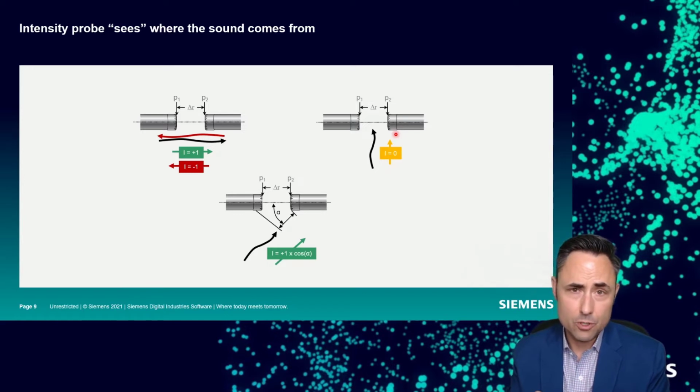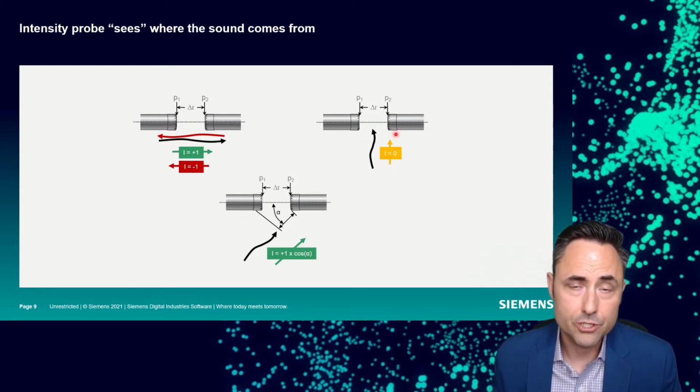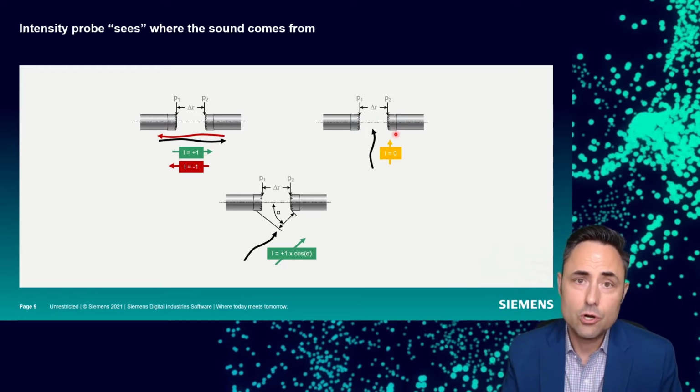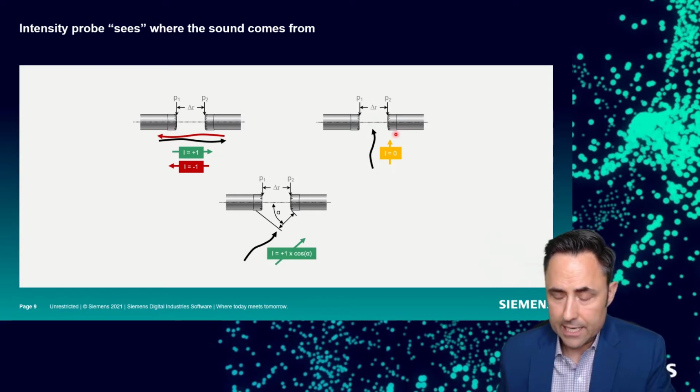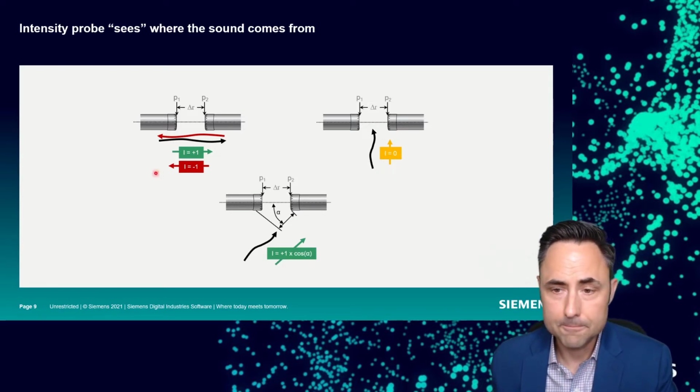An intensity probe really only measures in one axis, and that's right along the axial direction of our two microphones for a face-to-face pressure probe. So it's really important to be very careful how we're holding our intensity probe, making sure we don't rotate it, over time or from measurement to measurement. We want to make sure that they're exactly the same if we can help it.